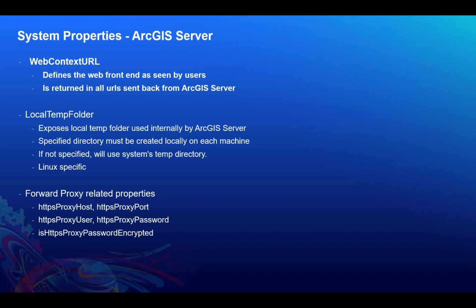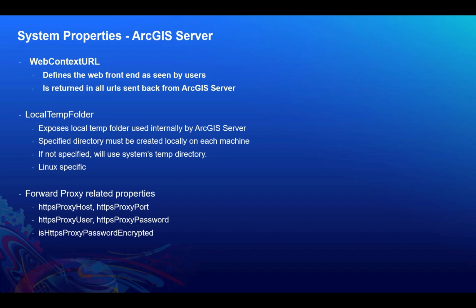Then you have the local temp folder. This defines the local folder on a machine that can be used by GIS services and objects. If this property is not explicitly set, the system's default temporary directory will be used. If this property is used, you must create the temporary directory on every server machine in the site, and this property is only applicable for an ArcGIS Server site installed on Linux.